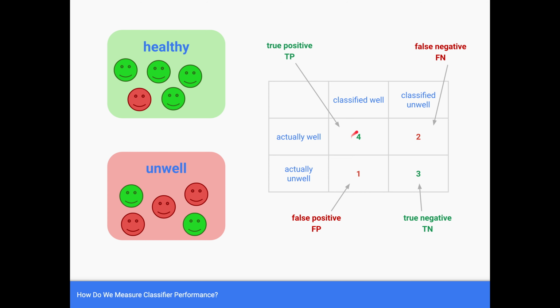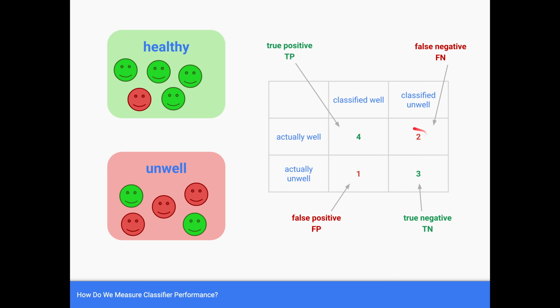Coloured green are the correct answers. We know 4 of them are well and they've been classified well, and that's the true positive. We know that there are these 3 here are unwell and they have been classified unwell, which is good. We know that there are 2 who are actually unwell, but they've been classified as well as unwell, so they are not really negative. They should be positive.